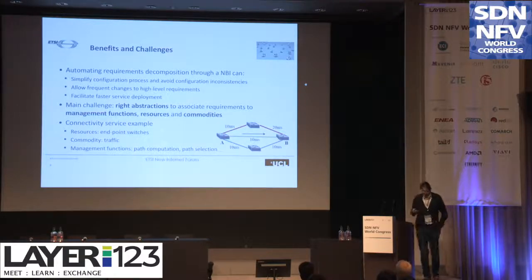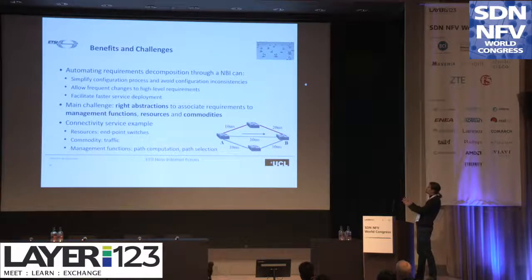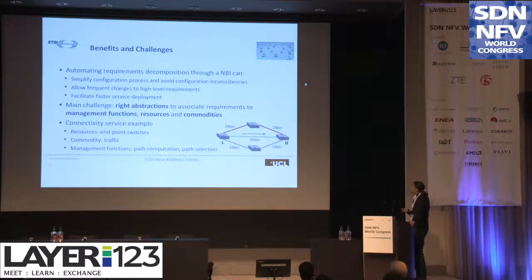So the main challenge to achieve that is to come up with the right abstractions. Just like OpenFlow, for example, deals with flows, the northbound interface has to deal with something else. So you need to come up with the right abstractions that will allow you to automatically map and associate the high-level requirements to, first, management functions, the resources that you have in the network, as well as the commodities that you regulate. So taking the simple connectivity service example, we have a very simple network topology here.